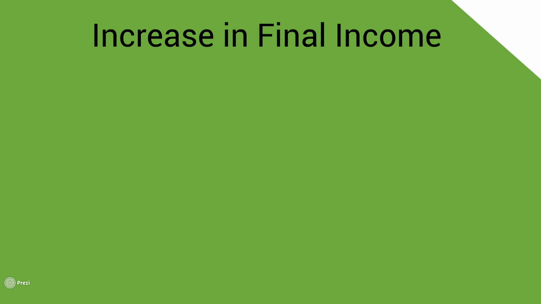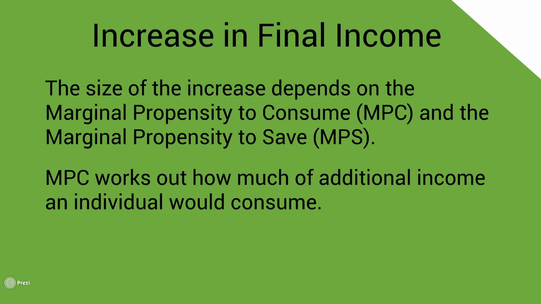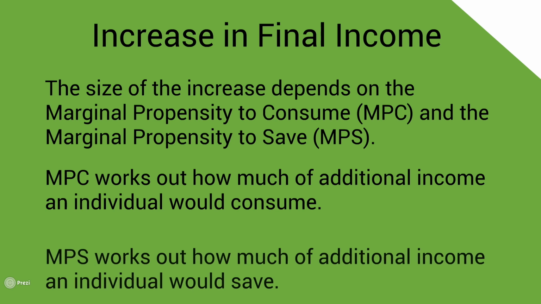But what will be the increase in final income? The size of the increase in final income depends on the marginal propensity to consume, which is MPC, and the marginal propensity to save, which is MPS. The marginal propensity to consume works out how much of additional income an individual will consume. The marginal propensity to save works out how much of an additional income an individual would save.